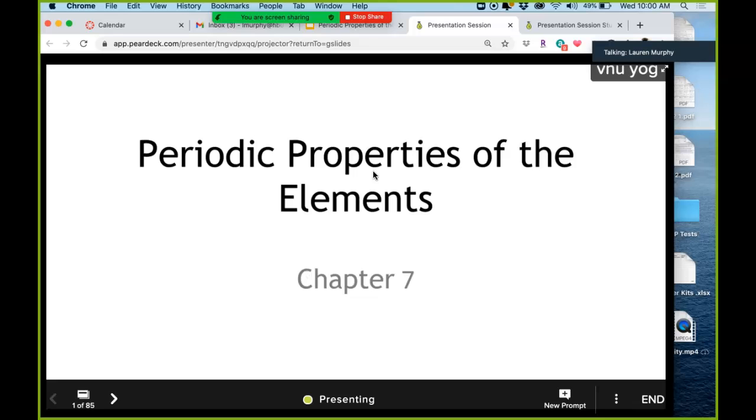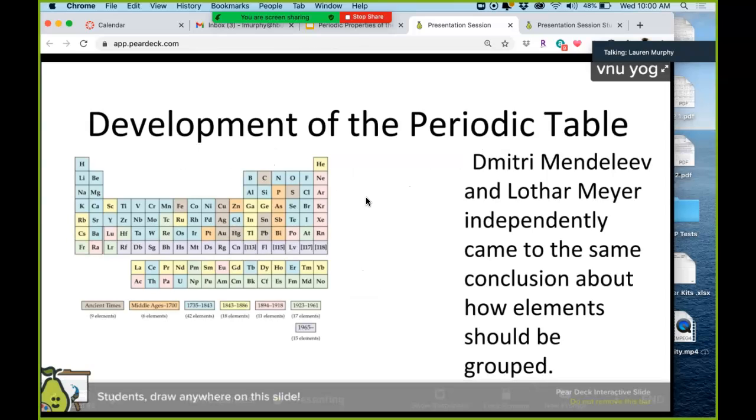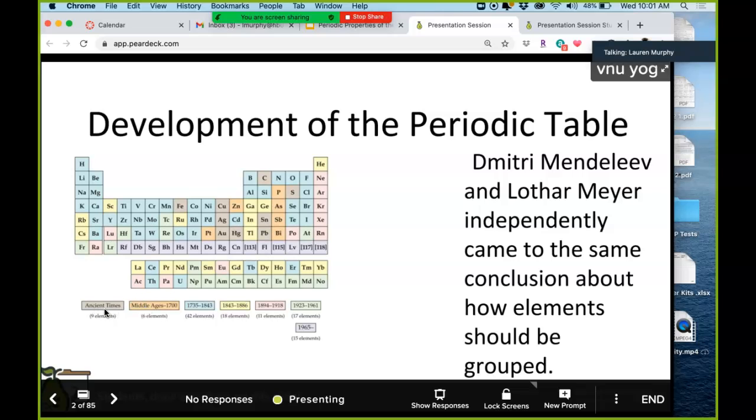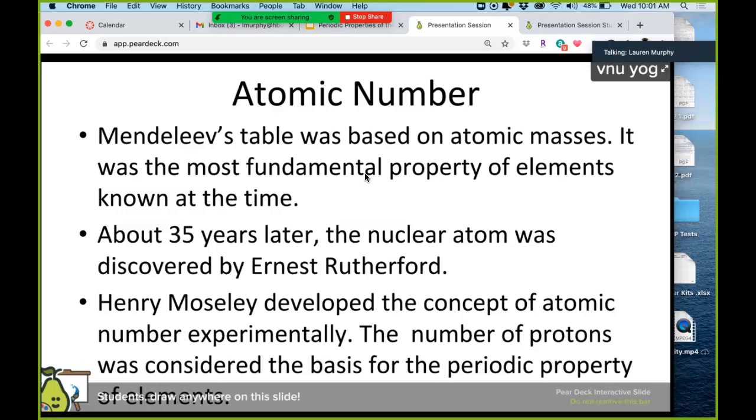All right, so periodic properties of the elements. When they first put the periodic table together, Mendeleev and a man named Meyer grouped the periodic table how they thought it was supposed to be. And again, you can kind of see this is discovering the elements as they discovered them. But really, Mendeleev arranged them by mass. They didn't know at the time about protons, neutrons, or electrons.